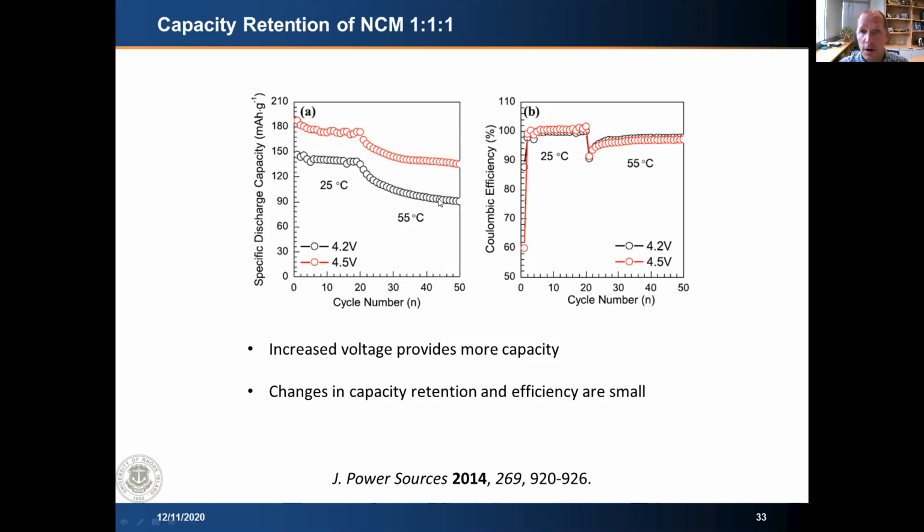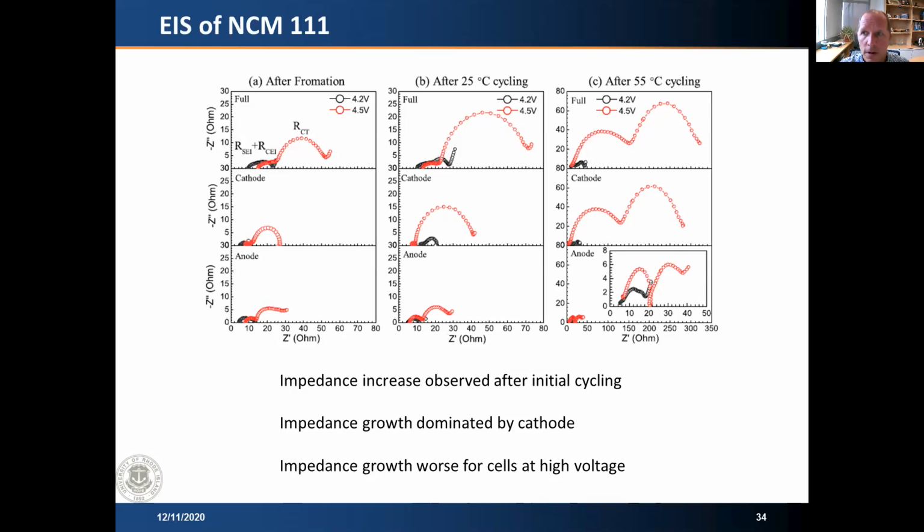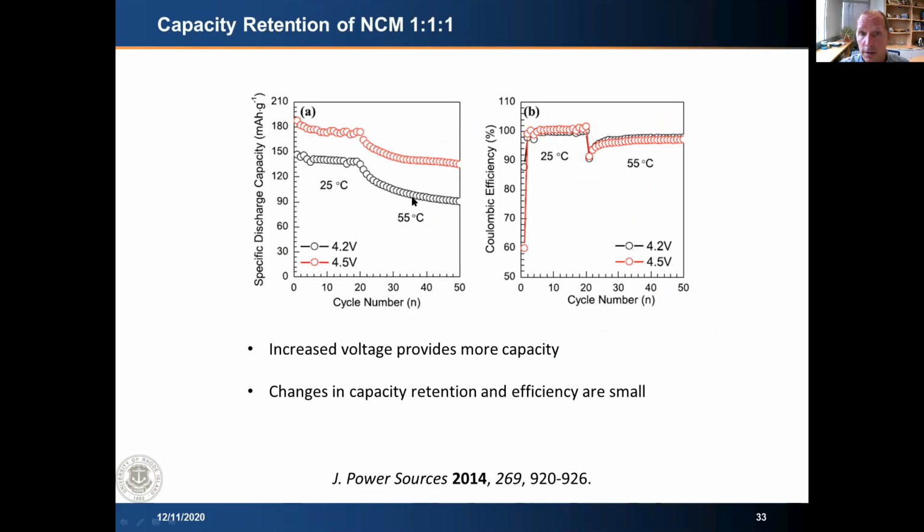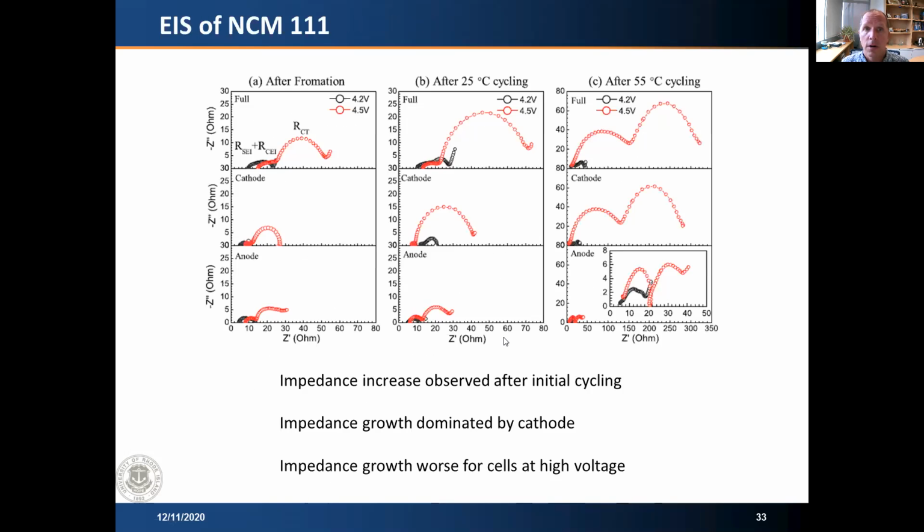And we don't really see a very large difference in either the capacity retention upon cycling at 55 degrees centigrade or the efficiency. So the detrimental reactions of the electrolyte at high potential don't appear to be a significant problem for this NMC 111 material in terms of the capacity, as I said, the capacity retention or the efficiency. However, we see very large increases in the impedance at higher potential.